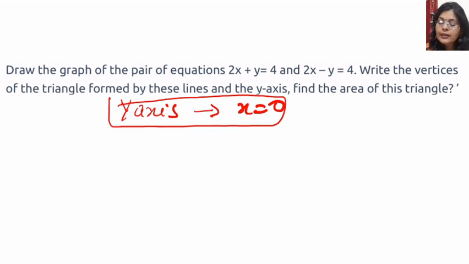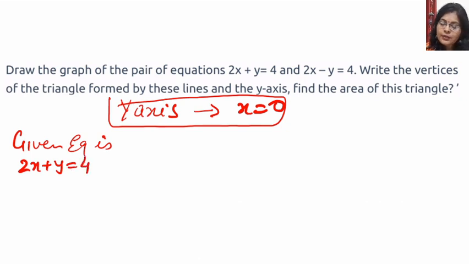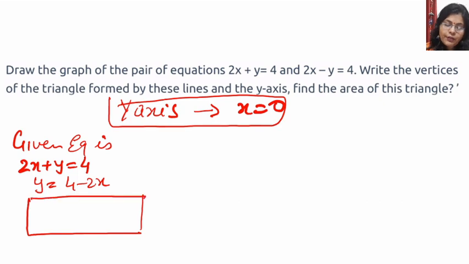And the second thing is we have to write the vertices. So in writing vertices, first of all, the given equation is 2x plus y equal to 4. So first of all, we will find out the value y equal to 4 minus 2x. We will make the table and we will find out the coordinates x and y.